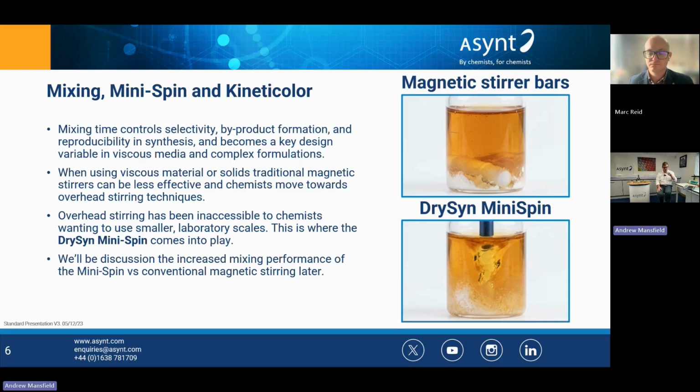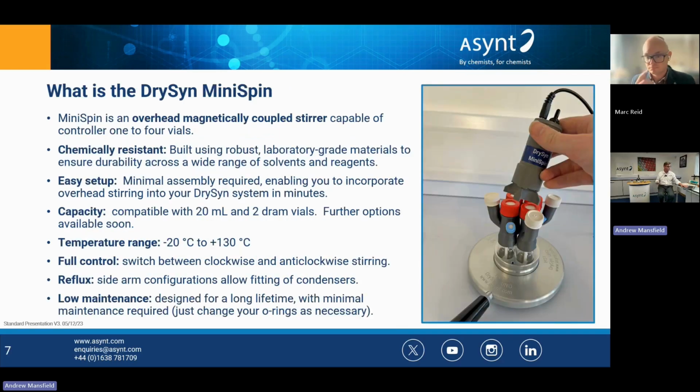So overhead stirring has predominantly been the domain of larger volumes in the process area. But we haven't really had access to very good overhead stirring on a laboratory scale, on a research scale, which is where the MiniSpin comes in. And we've seen how the MiniSpin can impact mixing compared with a magnetic stirrer for those viscous materials. So I just wanted to introduce the MiniSpin.